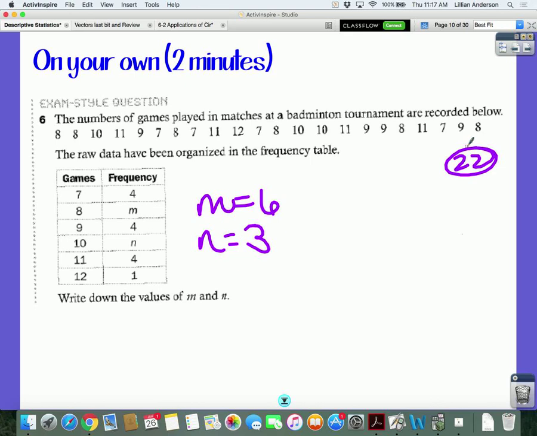Just in case you might have zoomed through it too fast and you missed one. 4 plus 6 plus 4 plus 3 plus 4 plus 1 is indeed 22. Good stuff. Questions up to this point? Pretty simple, yes? Yes, it should be.